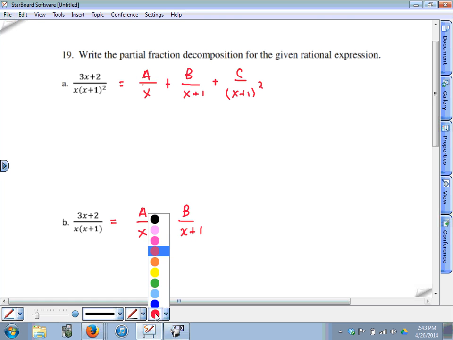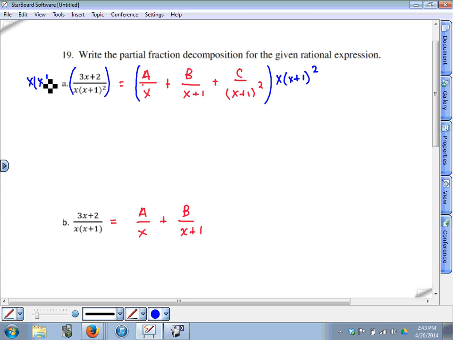Now, what you need to do next here in part A, we'll fully finish part A, and then we'll go into part B, is you need to multiply both sides by the LCD, which is x times (x plus 1) squared, and then over here, same thing, (x plus 1) squared. What happens on the left is the denominator cancels with the LCD, and you're just left with the numerator, 3x plus 2.